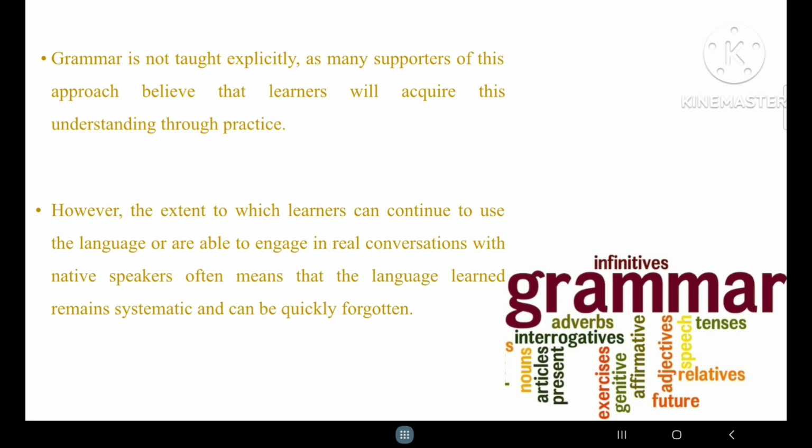Grammar is not taught explicitly, as many supporters of this approach believe that learners will acquire this understanding through practice. However, the extent to which learners can continue to use the language or are able to engage in real conversations with native speakers is often limited, and the language learned remains systematic and can be quickly forgotten.